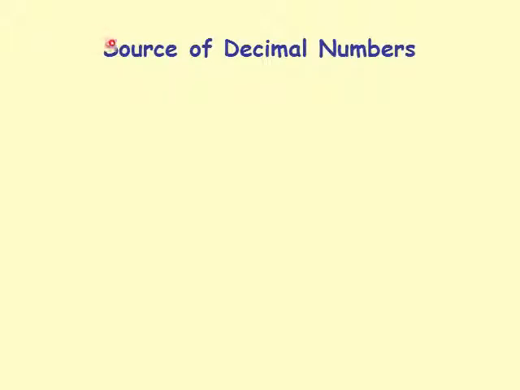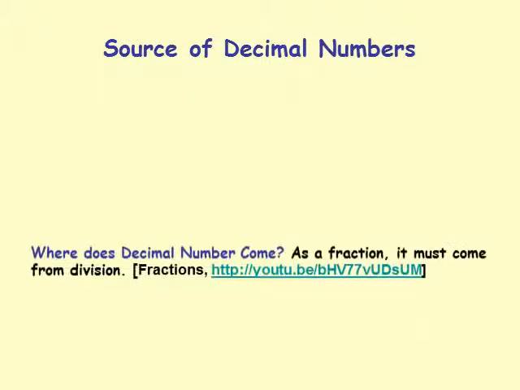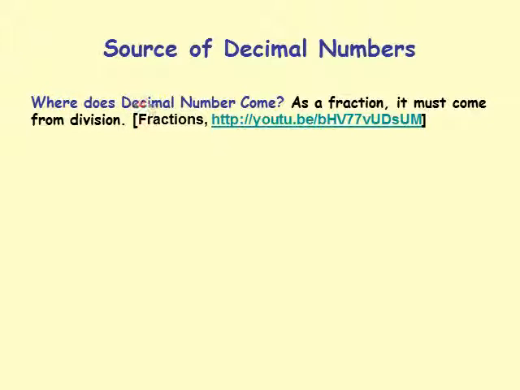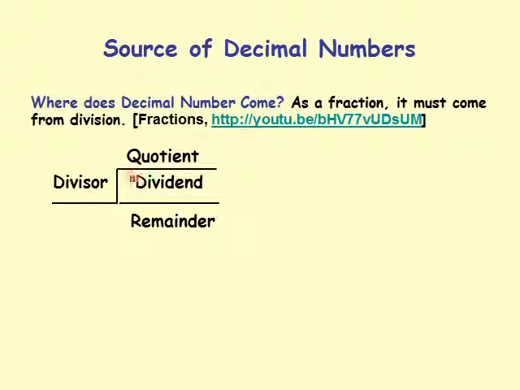Okay, let's see where decimal numbers come from. Where does the decimal number come from? As a fraction, it must come from division, and we have a video on fractions here. So this is the division here. Dividend is divided by divisor, and the answer is the quotient with the remainder at the end.